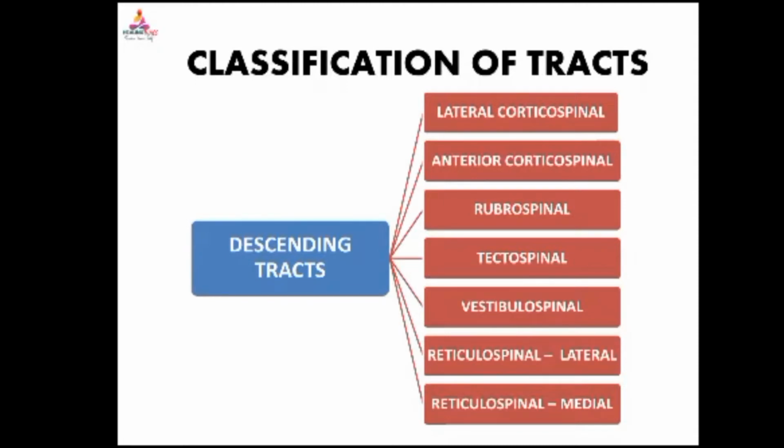Then descending tracts. The descending tracts conduct impulses from the brain to the spinal cord. The descending tracts are mainly lateral corticospinal tract, anterior corticospinal tract, rubrospinal tract, tectospinal tract, vestibulospinal tract, and reticulospinal lateral and medial reticulospinal and hypothalamospinal tract.